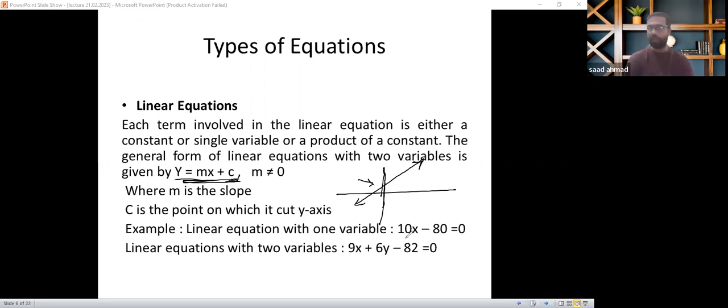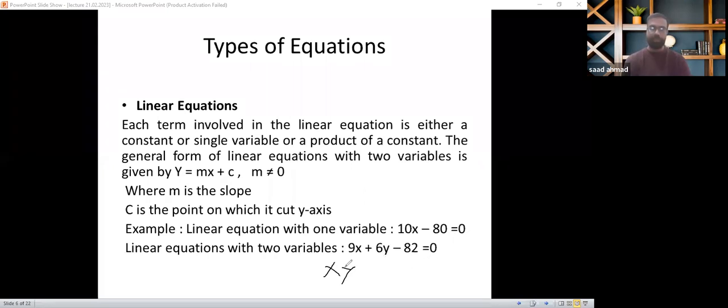For example, 10x minus 80 is an equation in one variable. This one is an equation in two variables: 9x plus 6y minus 82 equals 0. The power of x and y is 1. In these kinds of equations, you will not see an xy term, because its powers combine: 1 plus 1, its power is 2, it's a second degree term.